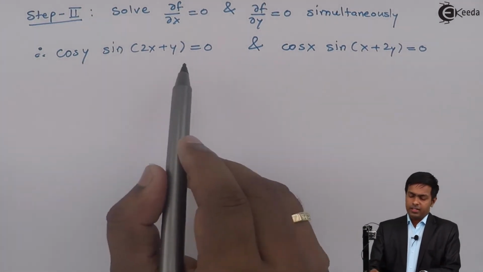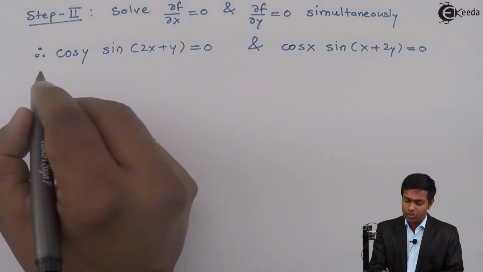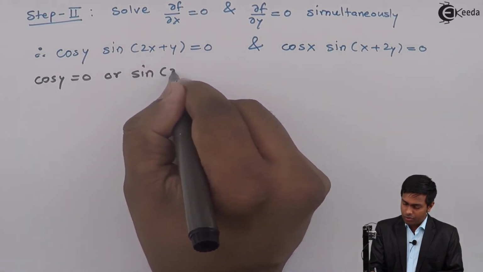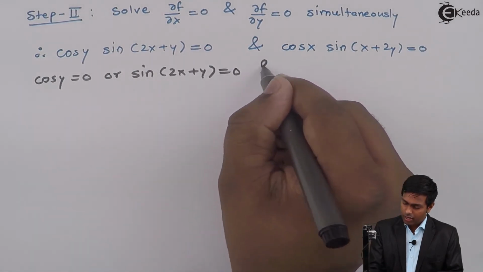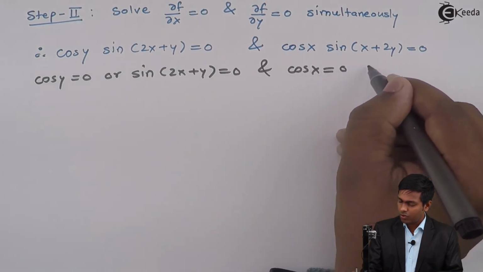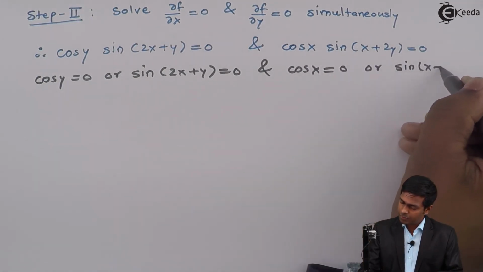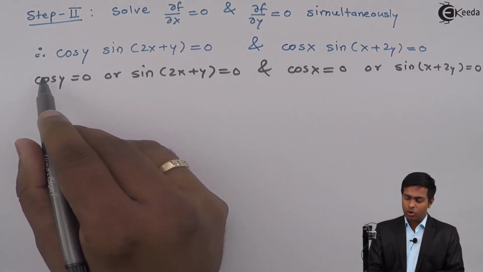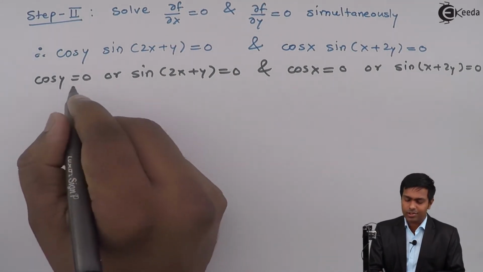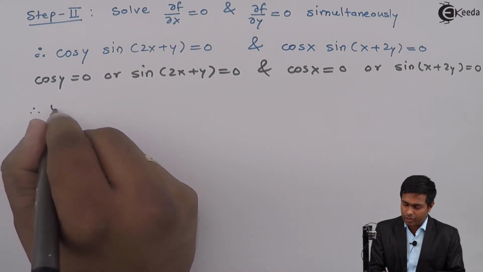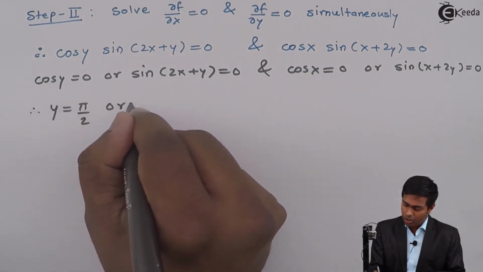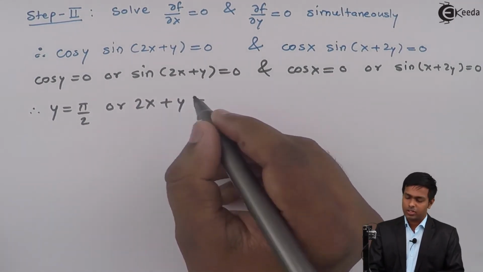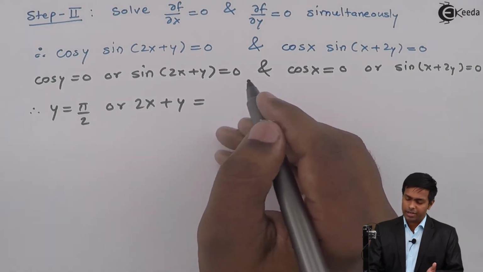Now if we solve this, then here we'll get cos y equal to 0, or sine of 2x plus y equal to 0, and here we'll get cos x equal to 0 or sine of x plus 2y is equal to 0. So here we'll get cos inverse of 0. So cos inverse of 0 is nothing but pi by 2. So therefore here we can get y equal to pi by 2 or 2x plus y is equal to sine inverse of 0. So sine inverse of 0 is 0 and it is pi also.